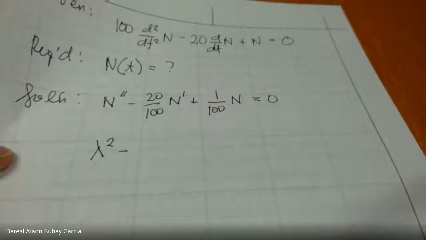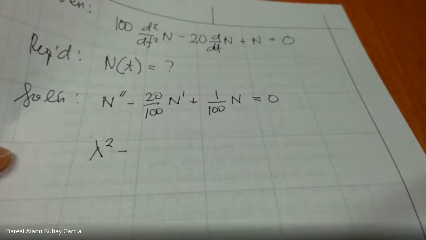So, the characteristic equation: lambda squared minus 20 over 100, that's 1/5, right? Yes, sir, 1/5. So, 1/5 lambda, plus 1 over 100 equals 0.